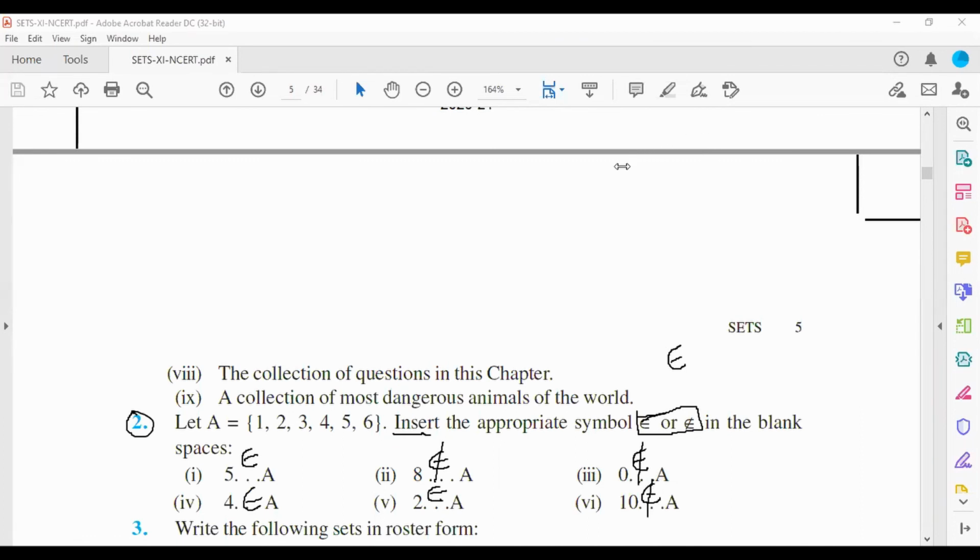Very good. So answers typed by Niveda. Good.